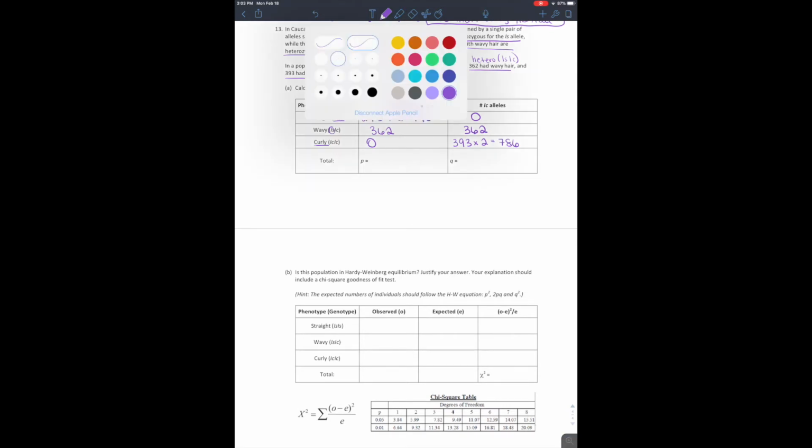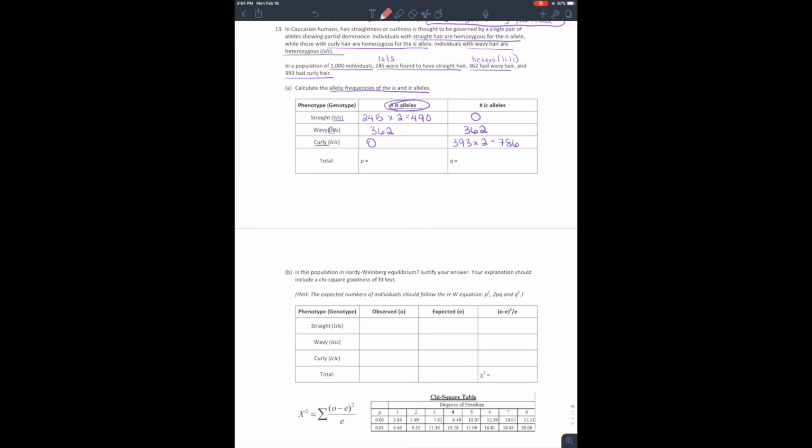When I went over here to do the IC alleles, let me do a different color. To be straight, you don't have it. So that's why it's 0. To be wavy, you just have 1 copy. So that's why it stayed the same. To be curly, you have 2 of them. So that's why we multiplied it by 2 to get that number.